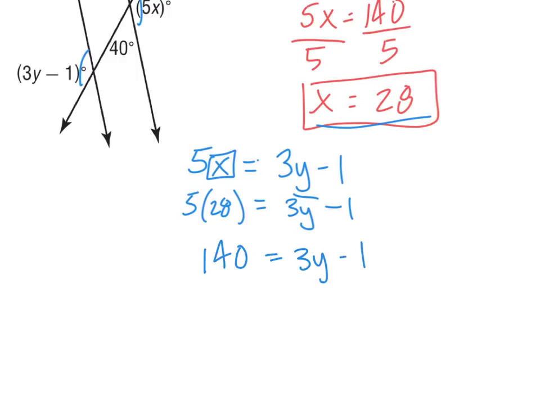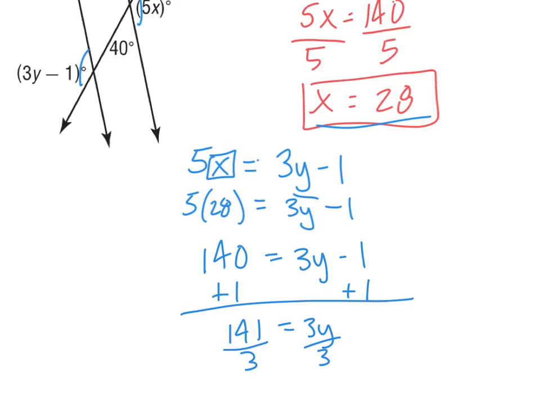So I'm going to go ahead and add 1 to both sides. All right, so I get the equation 141 is equal to 3y. And I'm going to divide by 3 on both sides. Okay, so now we need to evaluate 141 divided by 3, which is going to give me 47. So y is equal to 47.